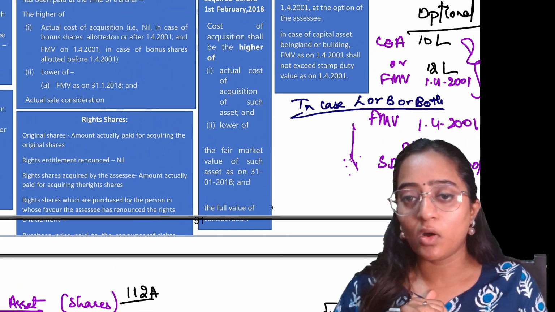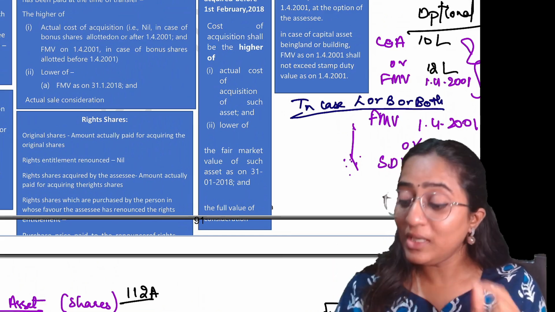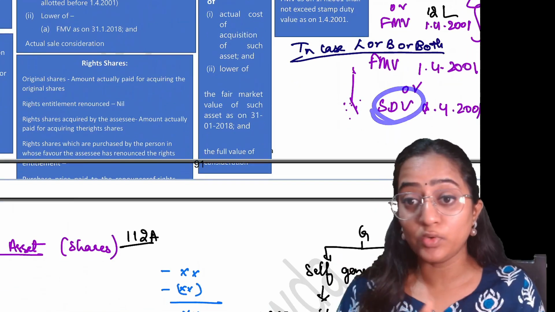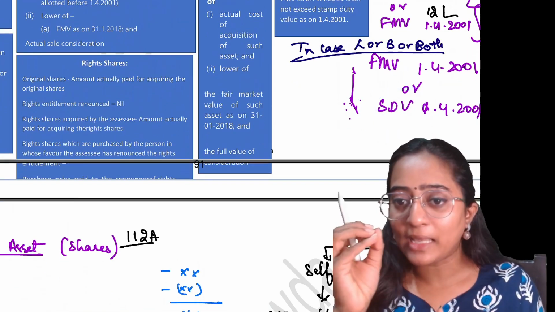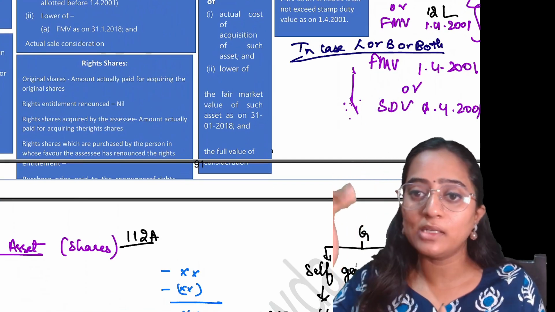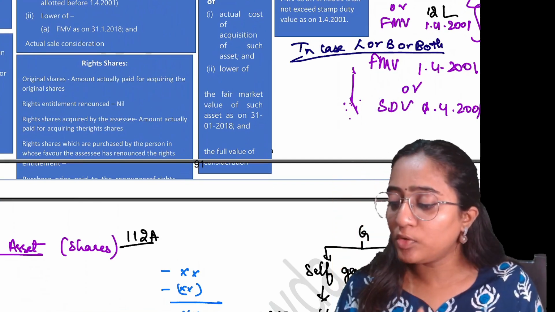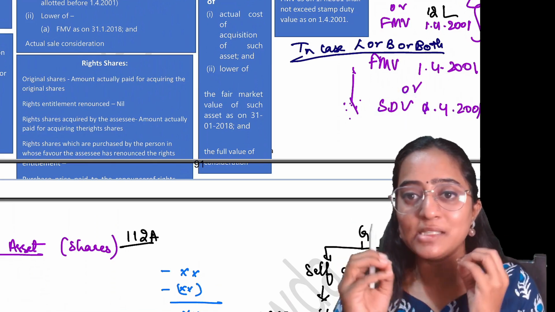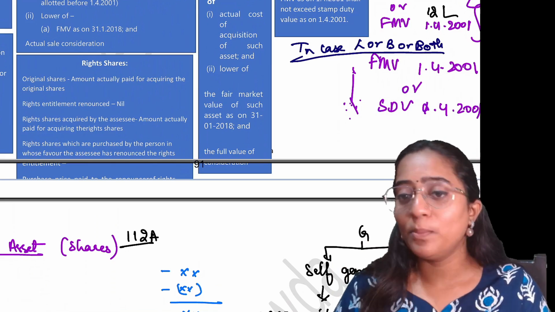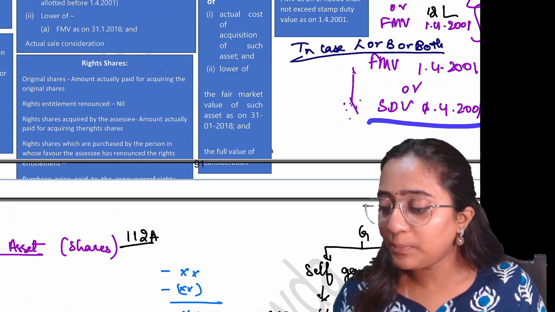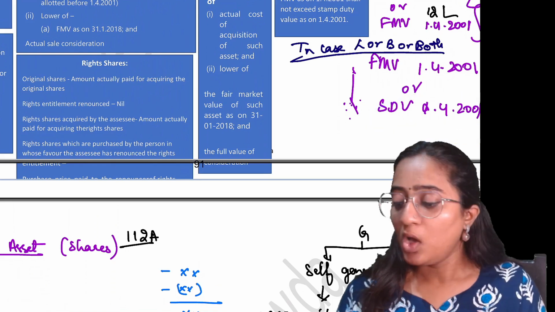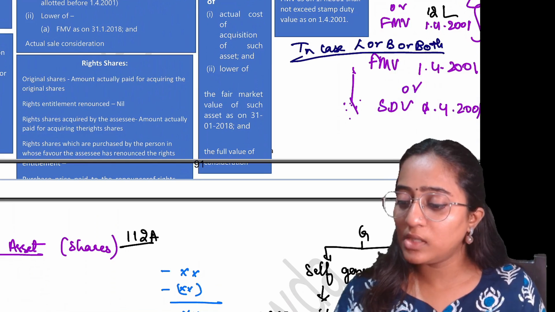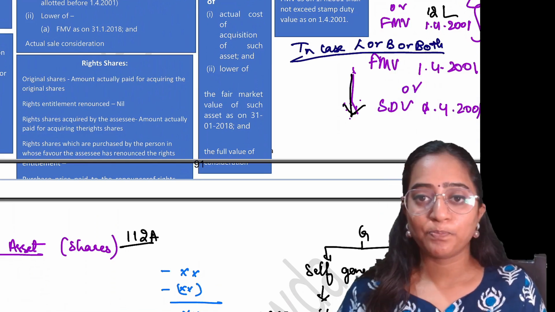So the department thought, okay, we'll do one thing. Only in case of land, building, or both, we are going to have the point called stamp duty value. That is the value of that market price which is with the government. Stamp duty value is the data which is with the government regarding the price of the land or building or both. Whatever the stamp duty value as on 1/4/2001 or fair market value as on 1/4/2001, you have to consider whichever is lower.